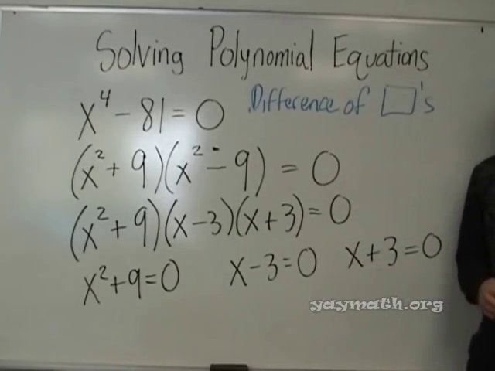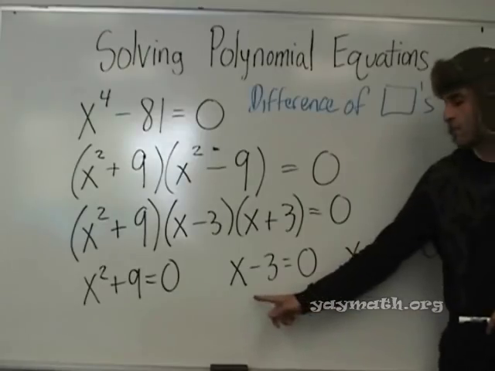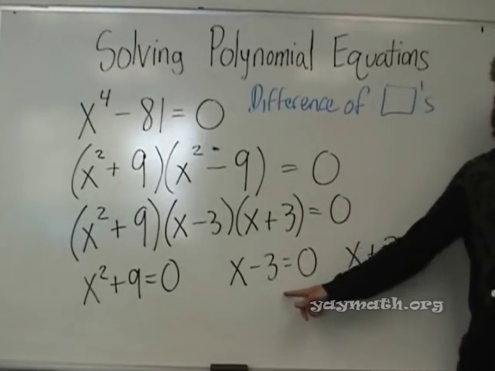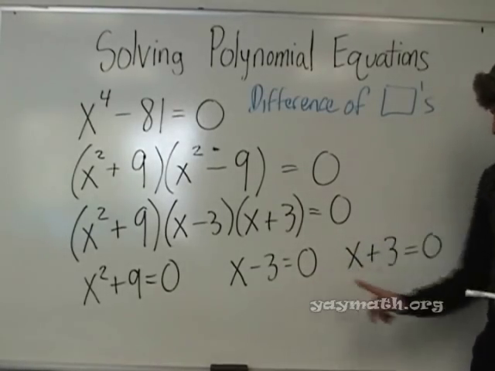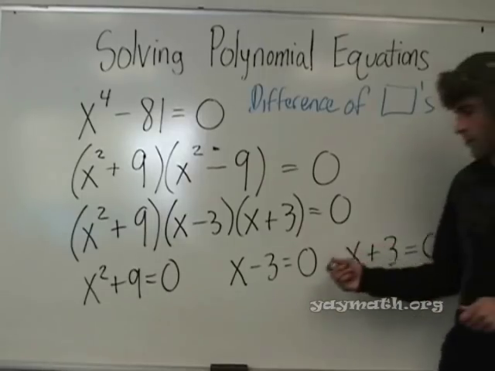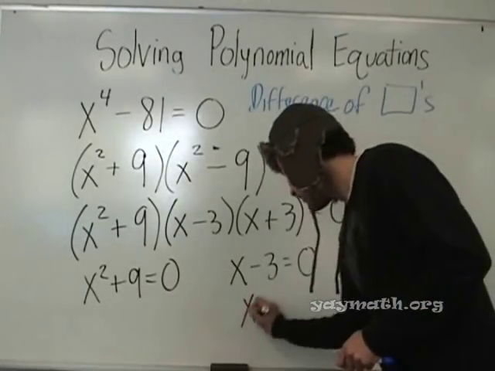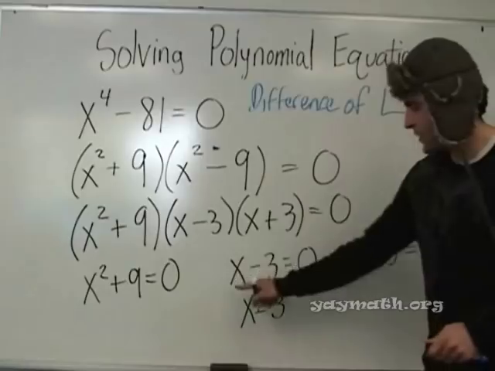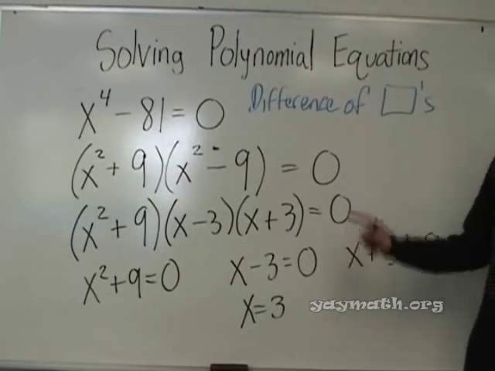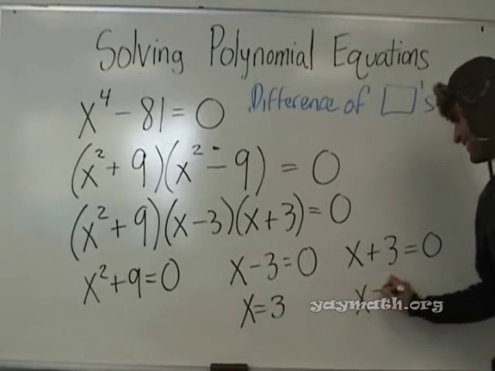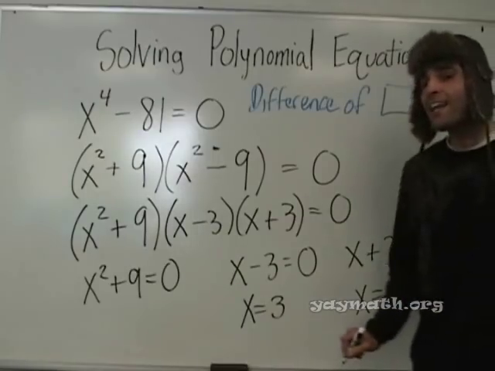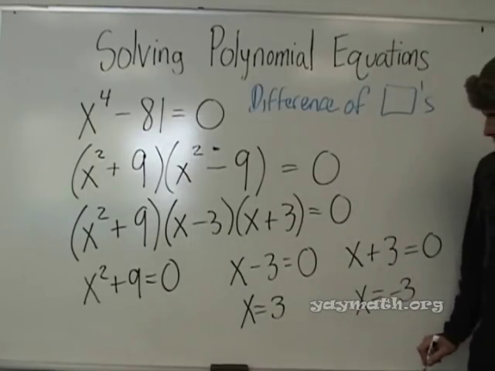Let's start with the easy ones. What would x be here? 3. x is 3. What's x here? Negative. Let's write those. x equals 3, because 3 minus 3 equals 0. Does the next one have i in it? Yeah. x equals negative 3.